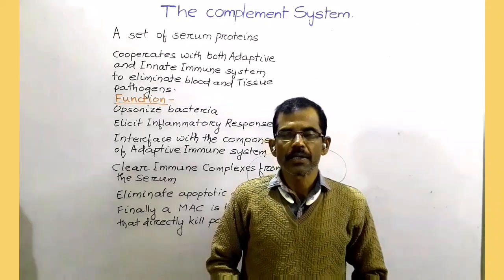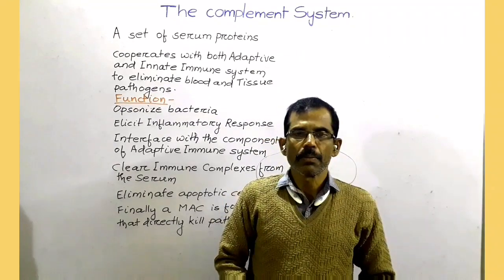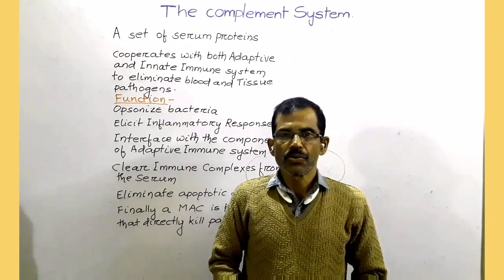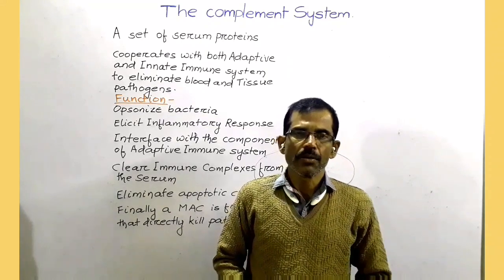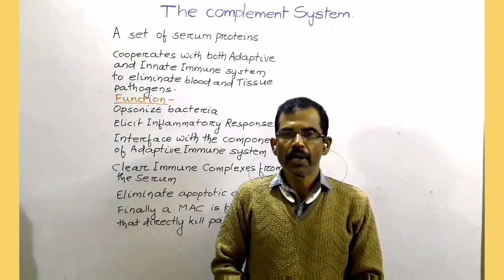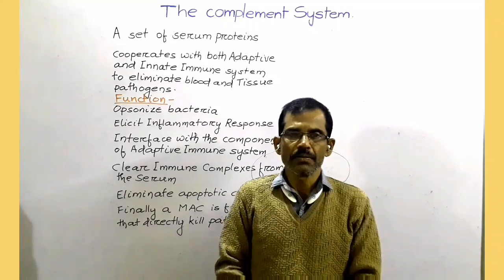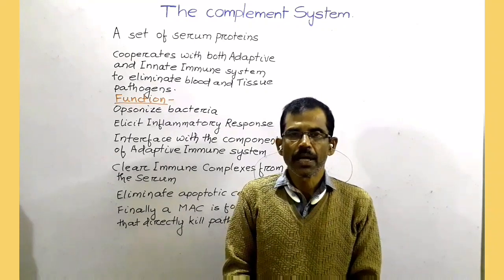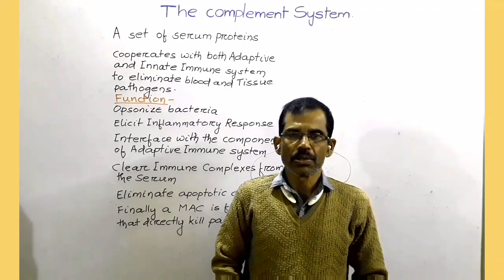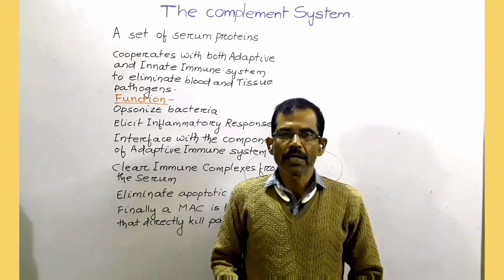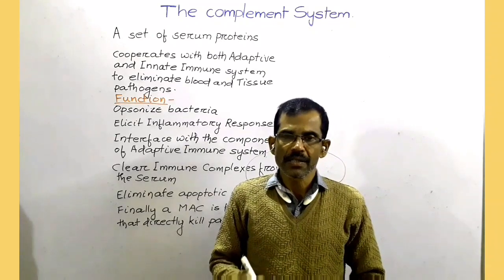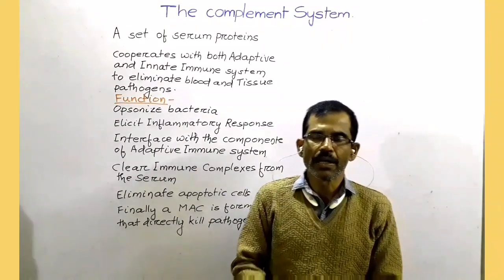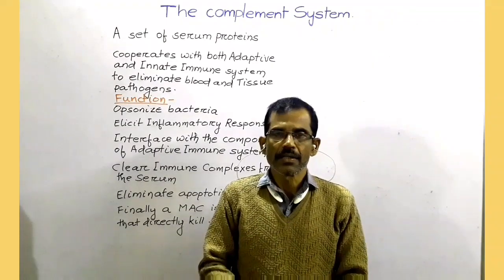Friends, today we shall discuss the complement system. The term complement refers to a set of serum proteins that cooperate with both the adaptive and the innate immune system to eliminate blood and tissue pathogens. Like the components of the blood clotting system, complement proteins interact with one another in catalytic cascades.